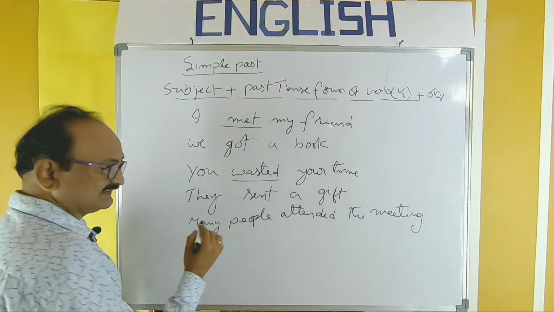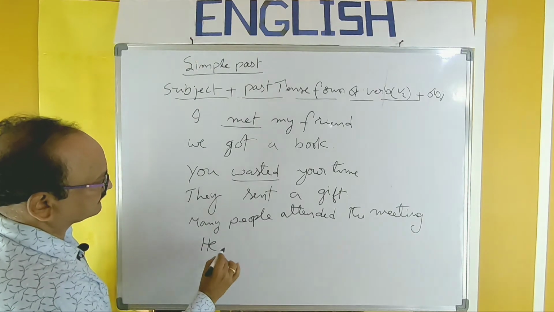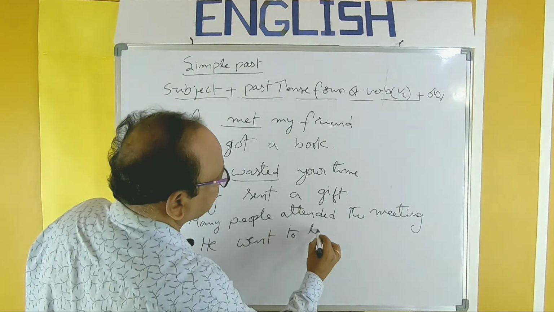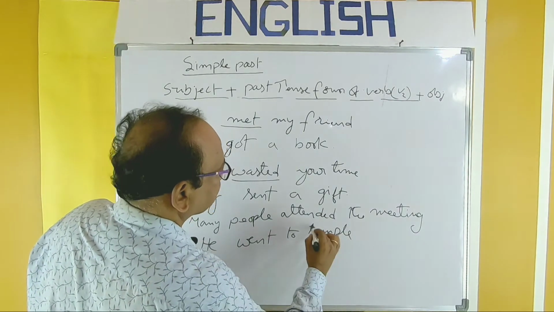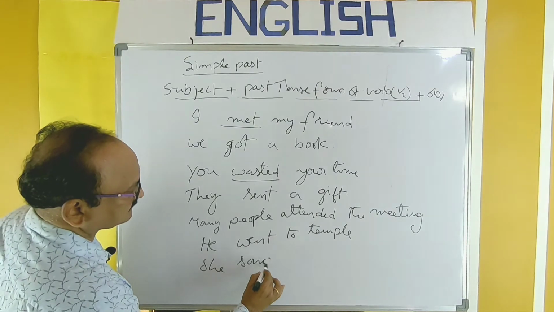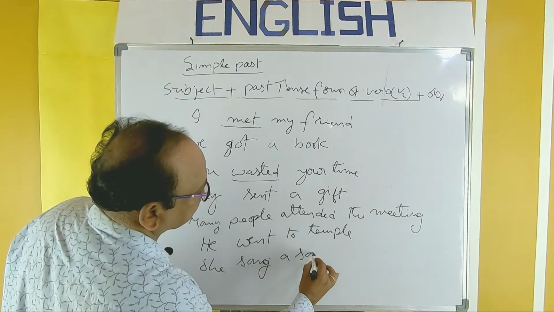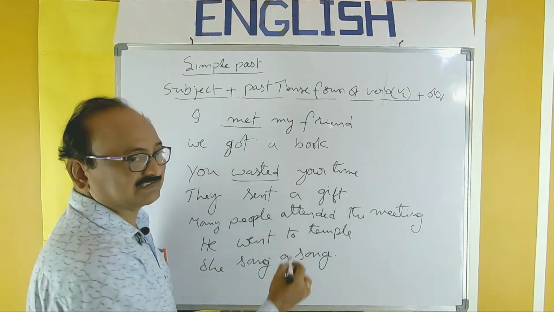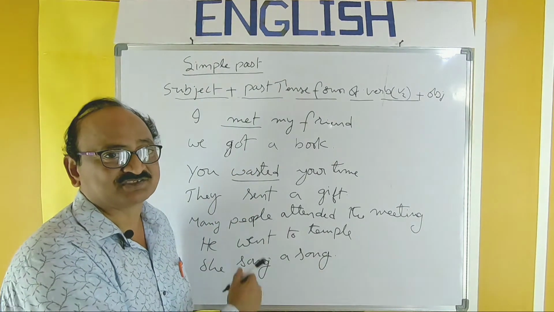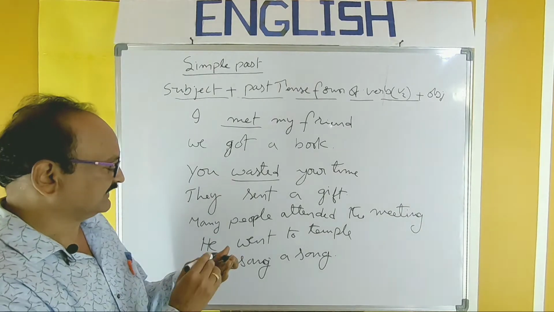Next, let us take third person singulars. He went to temple. She sang a song. So, like this. All these are sentences in the simple past. Observe the usage of the verb here.